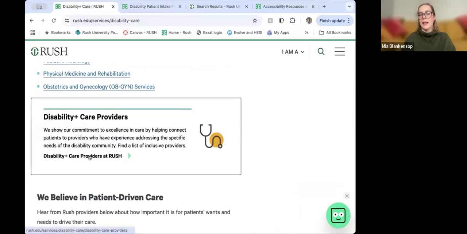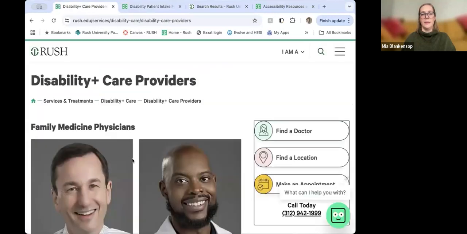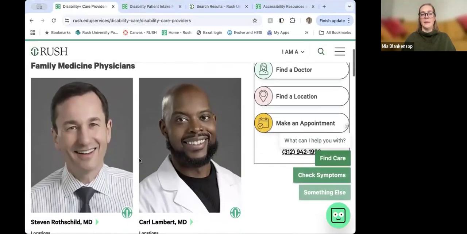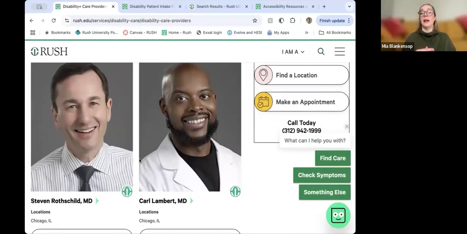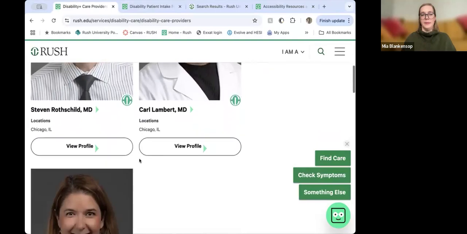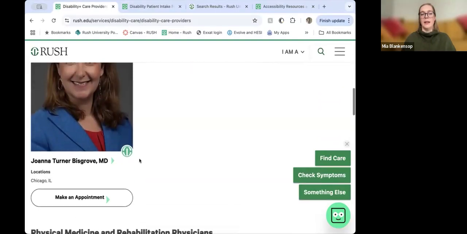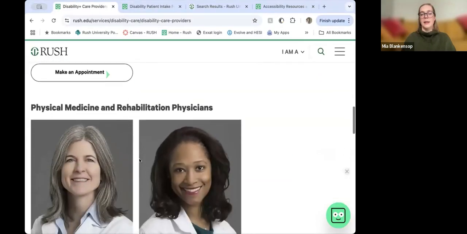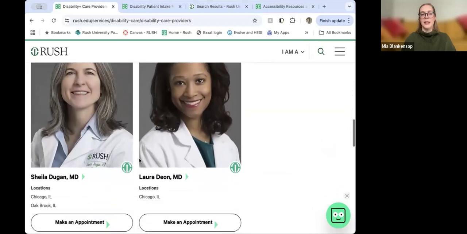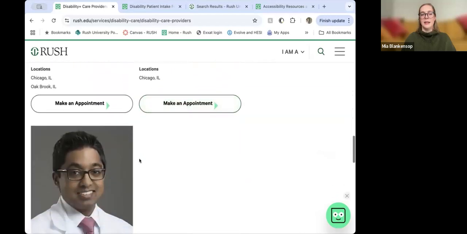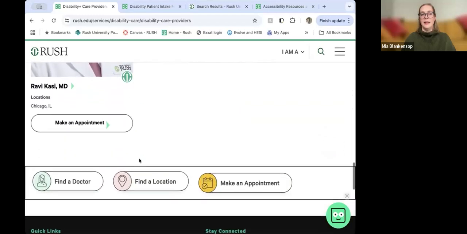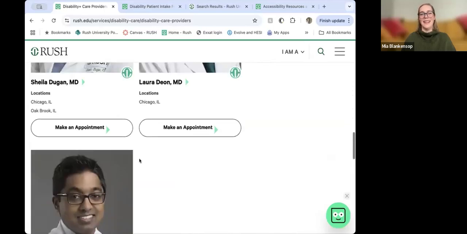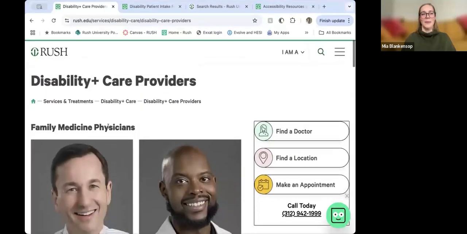And then this is kind of our little jewel in the crown, our Disability Plus Care providers. So we have some, and they all have videos. So a patient can be introduced to these providers. So these are some family care providers, some rehab physicians. And of course, we would love to expand upon that. And we will.